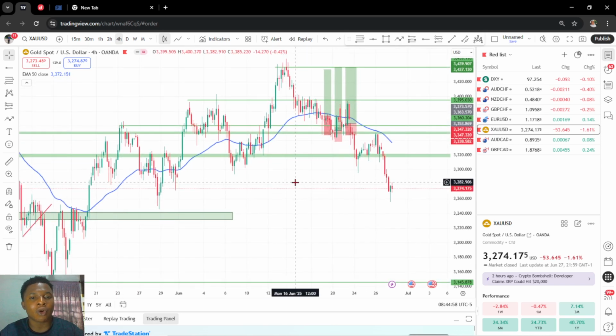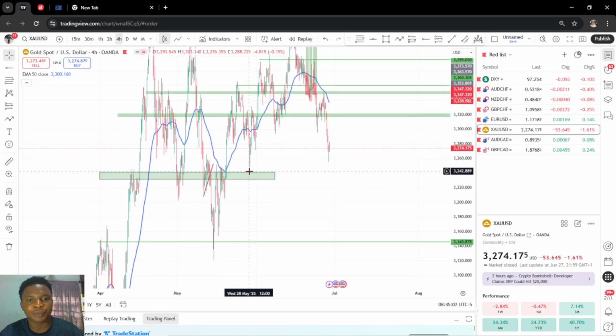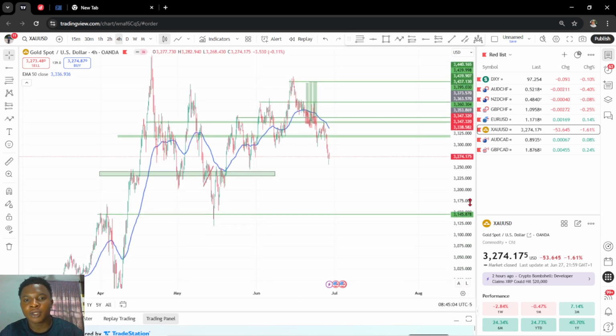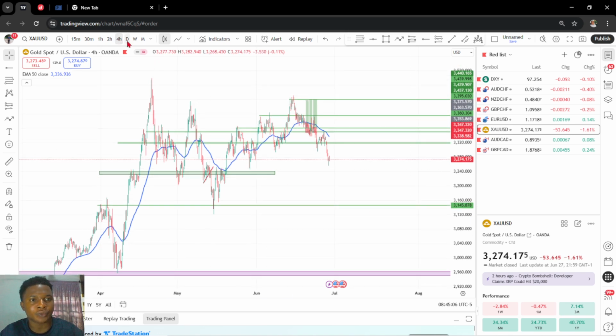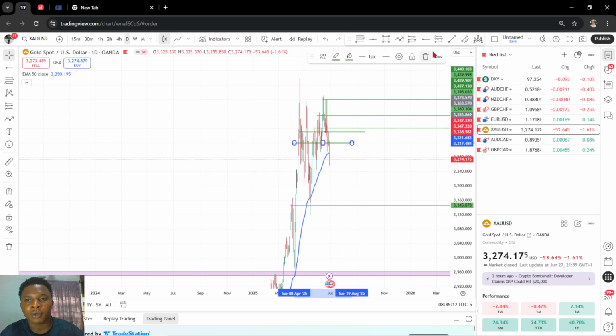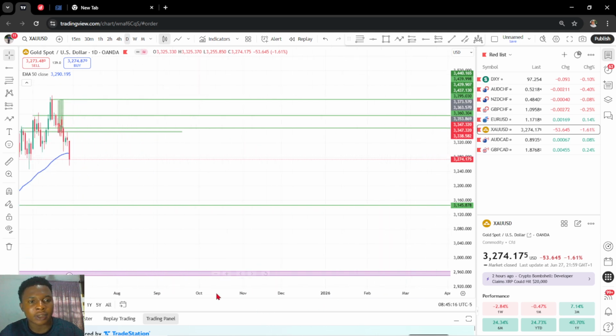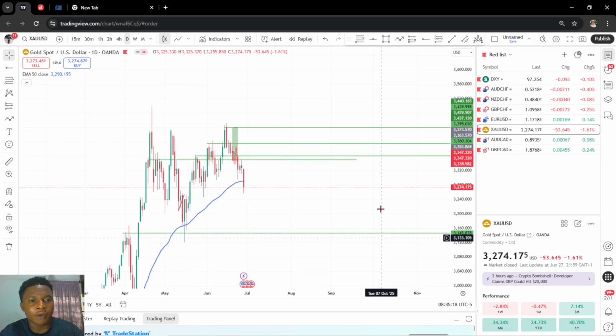So what's happening on gold is that gold is now temporarily bearish. I don't know if this bearish move is going to continue. Let me delete all these notifications that are here. Now currently gold has turned to the downside. For me to be interested in gold again, gold has to retrace back.